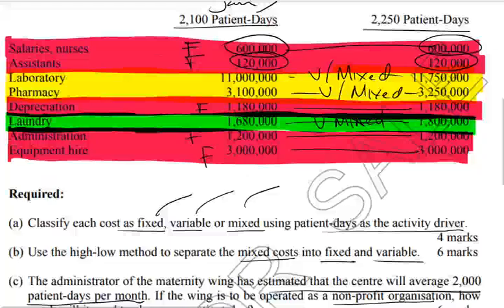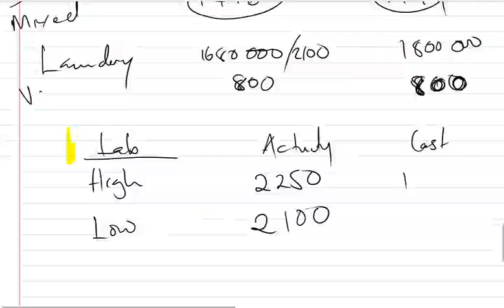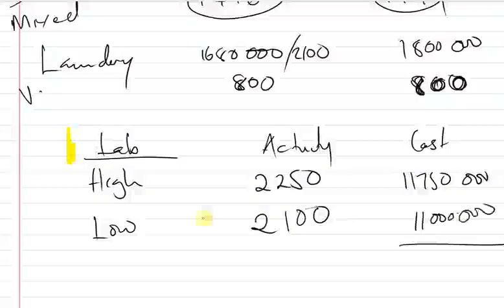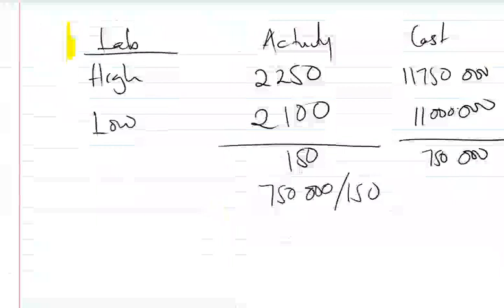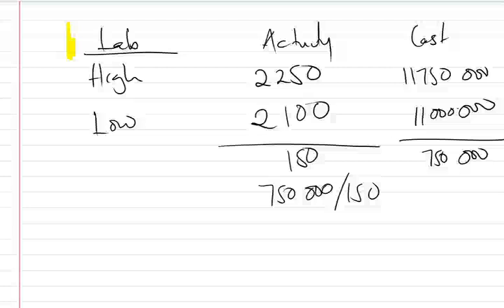Let's look at the corresponding cost. We have 11 million 750 and here we have 11 million. So let us now subtract. When you subtract here, we have 750. When you subtract here, we have 150. So we'll say 750,000 divided by 150 should give us 5,000. So it's 5,000 per unit.